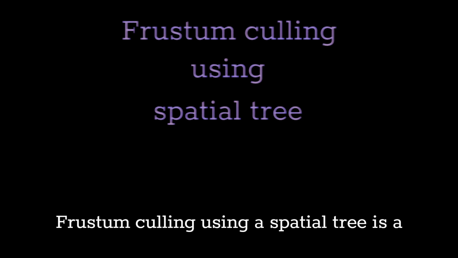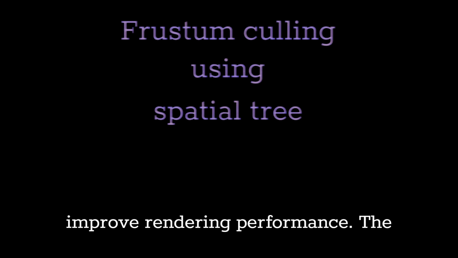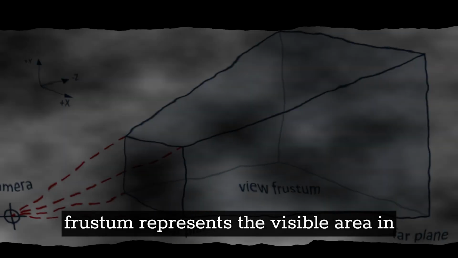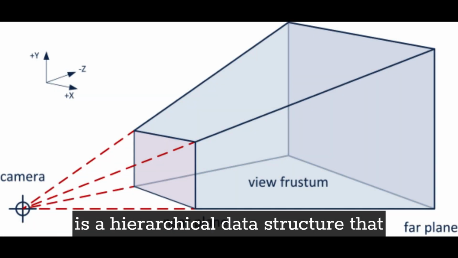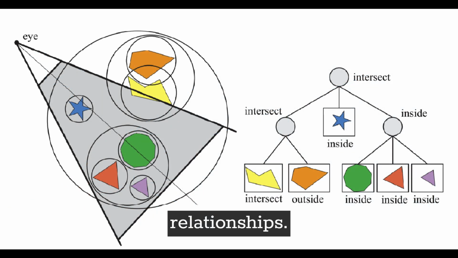Frustum culling using a spatial tree is a technique used in computer graphics to improve rendering performance. The frustum represents the visible area in the camera's view, and the spatial tree is a hierarchical data structure that organizes objects based on their spatial relationships.